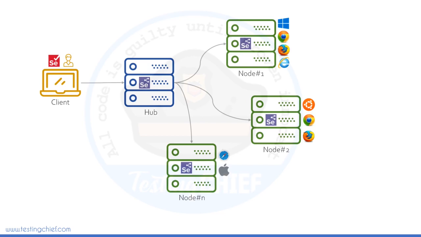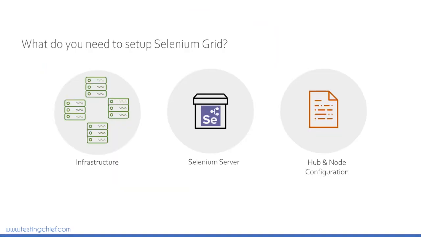As seen here, nodes can be of different operating systems, configurations, and it can contain any type of browser instances that are supported by Selenium. What do you need to set up a Selenium Grid? There are three things that are primarily required to set up the grid.